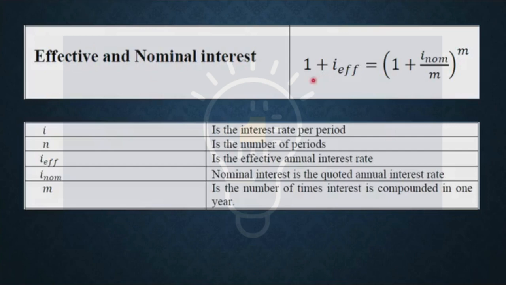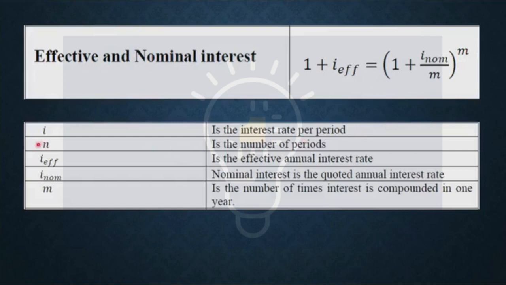That formula, you may recall, says that 1 plus i_eff is equal to (1 plus i_nom divided by m) to the power m. Well, what is meant by all of this?